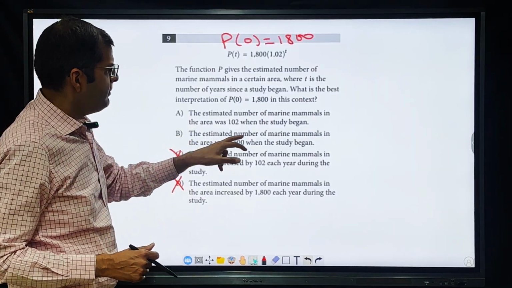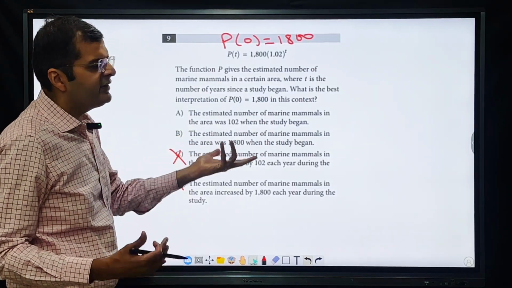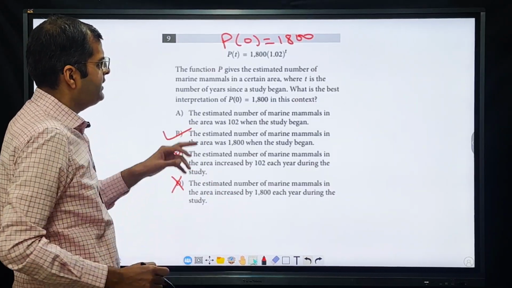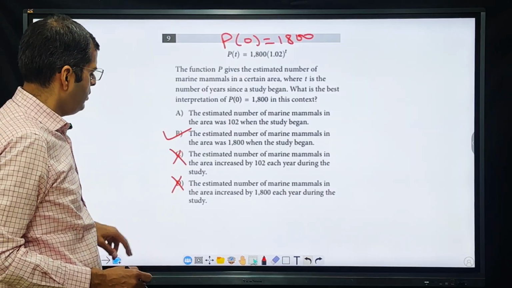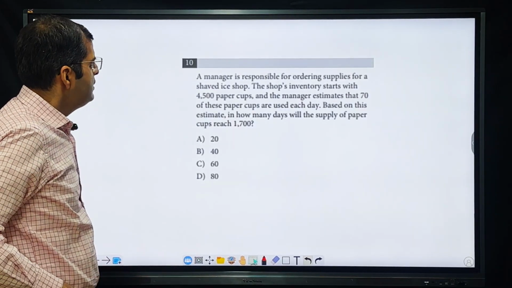B says the estimated number of marine animals in the area was 1800 when the study began. This is correct, because at time equal to 0, it was 1800 marine animals when the study began. So option B is correct.